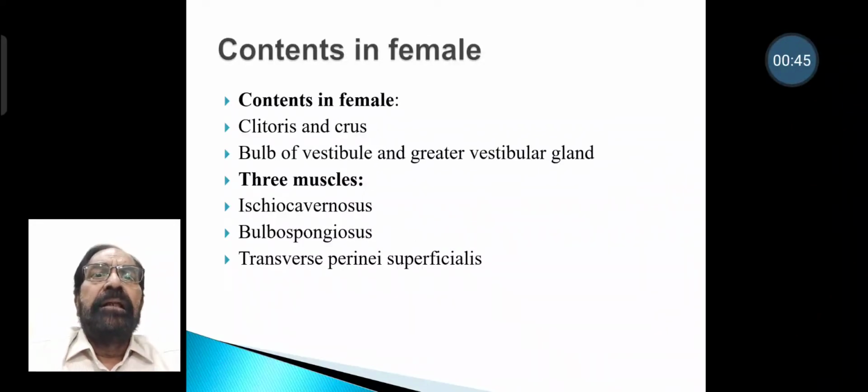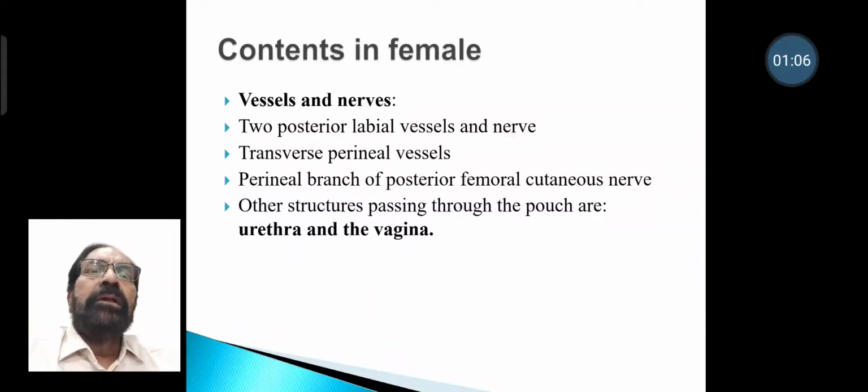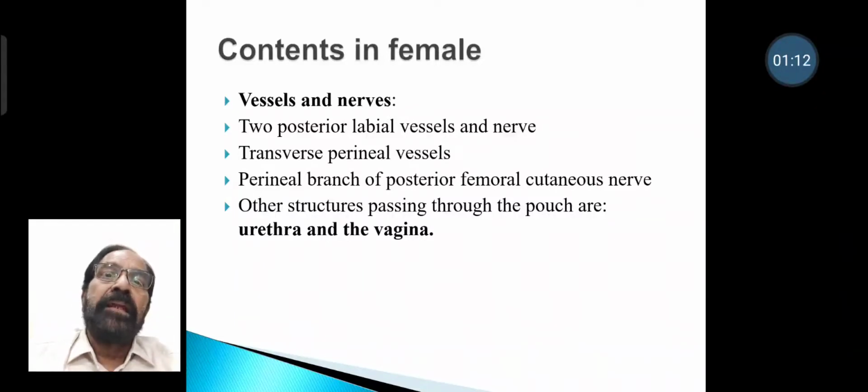Contents of the female include the clitoris and the crus, bulb of the vestibule and the greater vestibular gland, and three muscles, that is ischiocavernosus, bulbospongiosus and transverse perineus superficialis. The vessels and nerves include the posterior labial vessels and nerve, transverse perineal vessels, and perineal branch of posterior femoral cutaneous nerve. Other structures passing through the pouch are the urethra and the vagina.